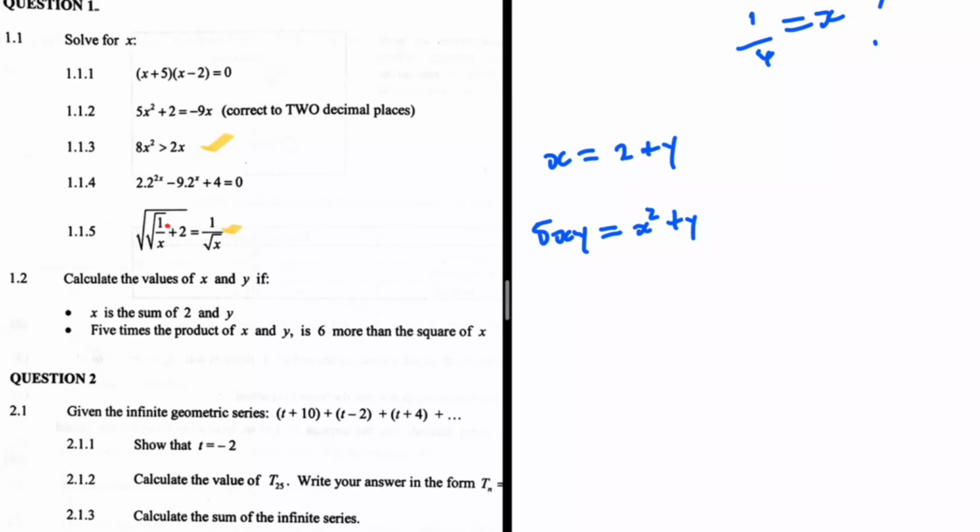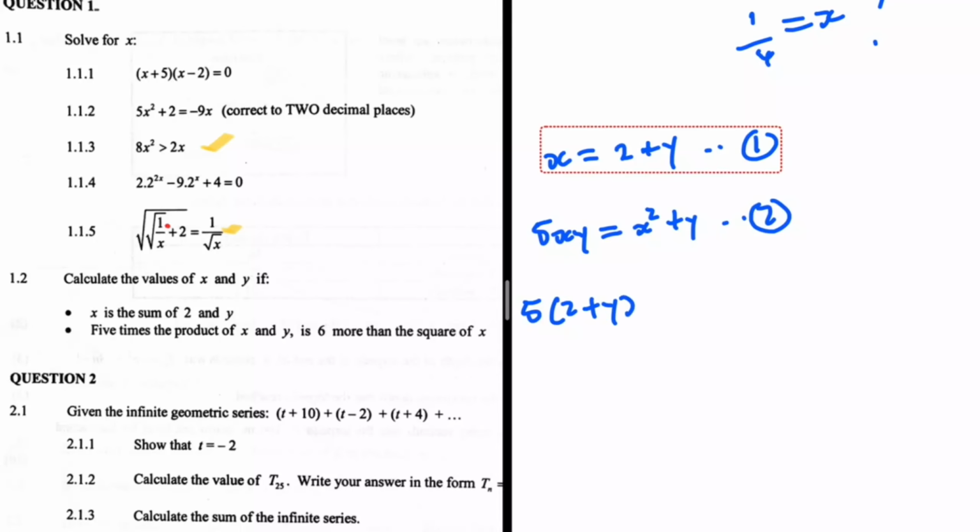So now if you look at this, we have a very normal simultaneous equation type of problem. We have x equals 2 plus y. This is our equation 1, this is our equation 2. So what do we want to do? We want to substitute equation 1 into equation 2. So we're going to have 5 multiplied by (2 plus y) multiplied by y. In place of x, we are substituting 2 plus y. And then this equals x squared. In place of x, we are substituting 2 plus y. So that is (2 plus y) squared plus y.